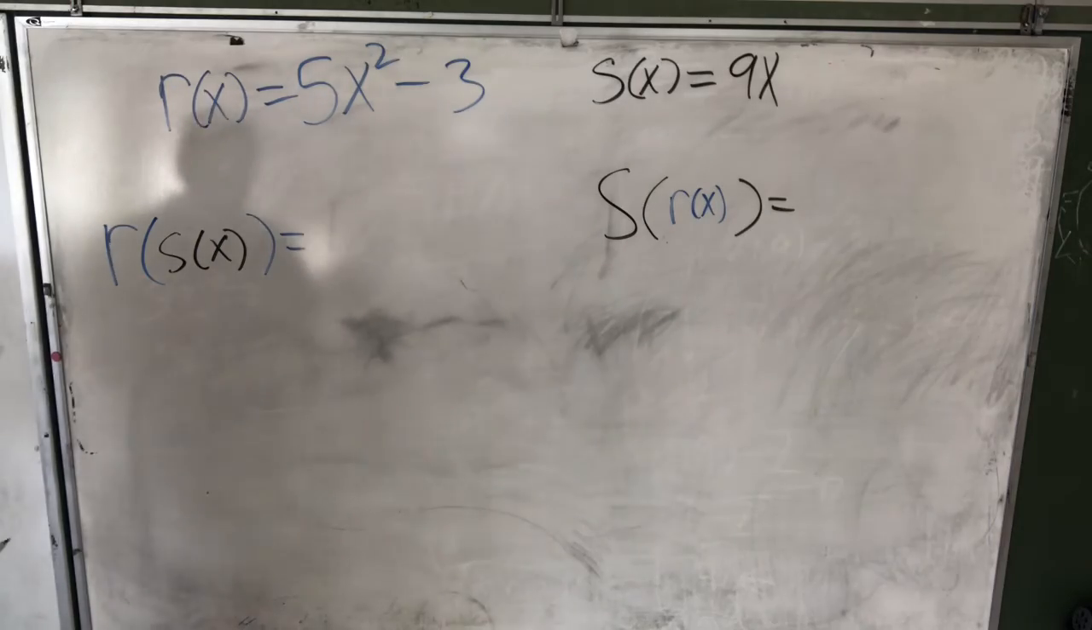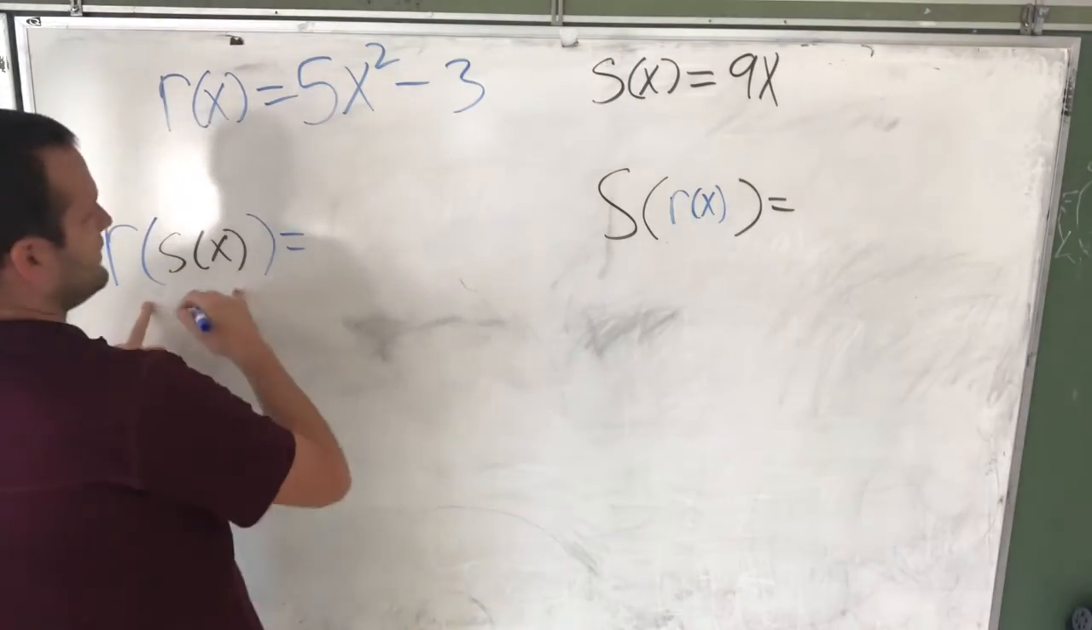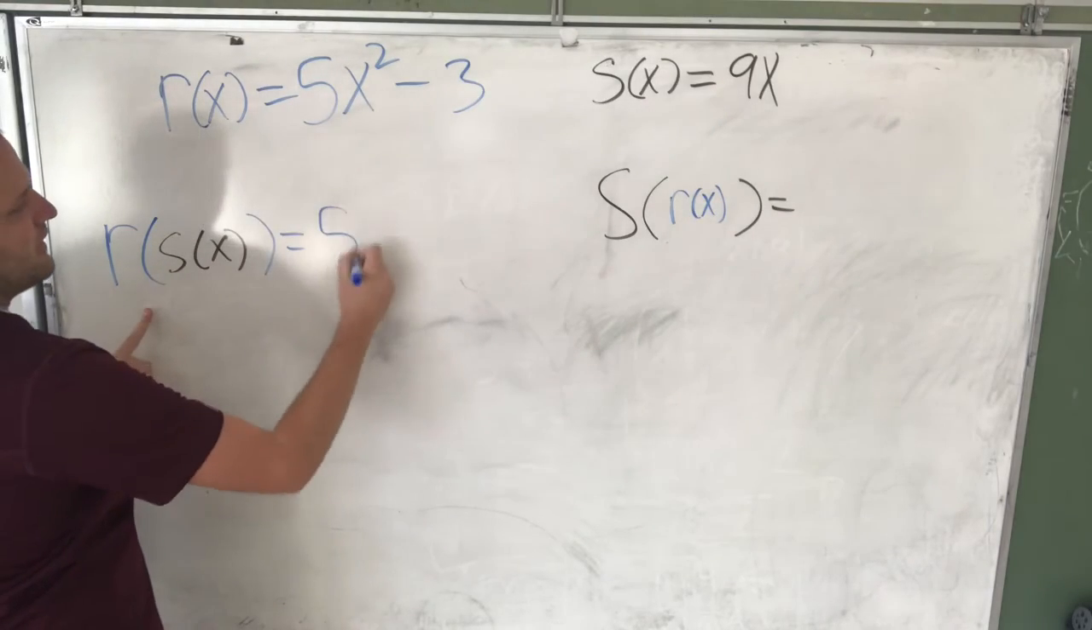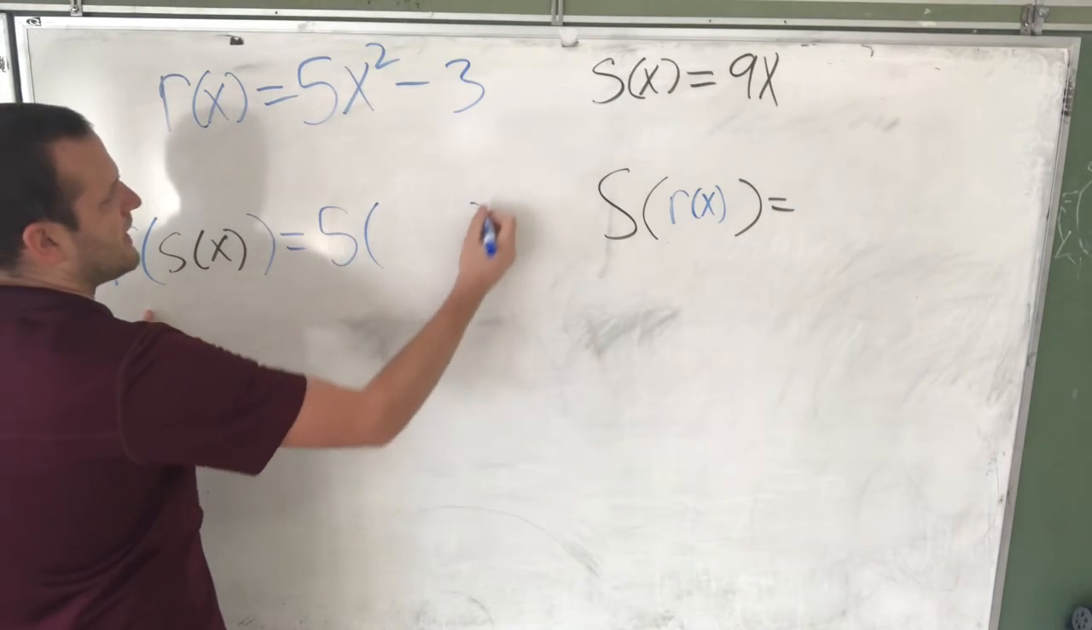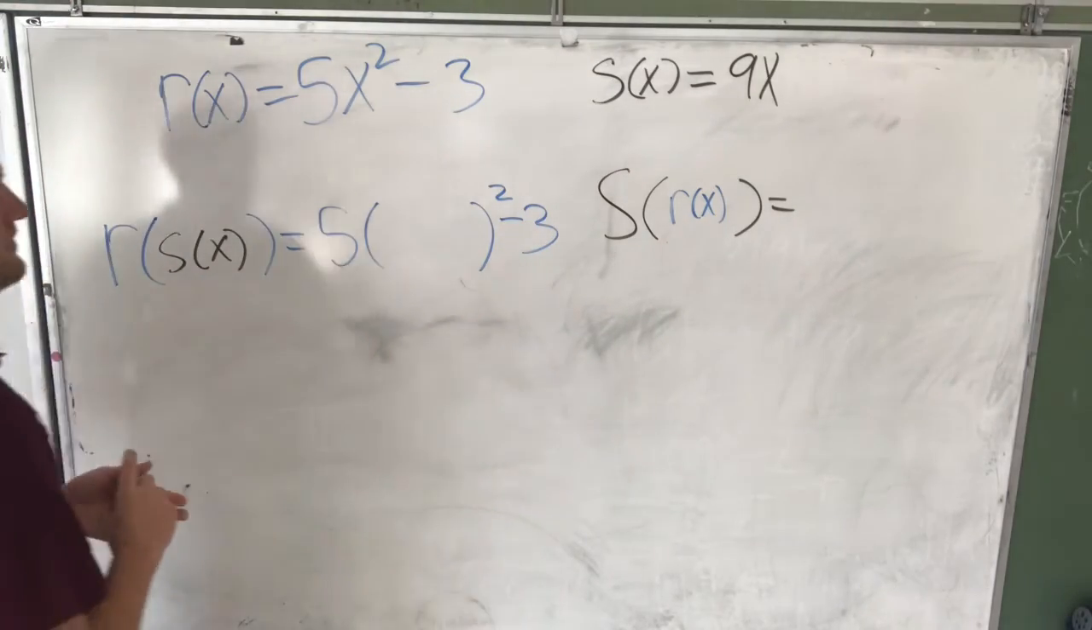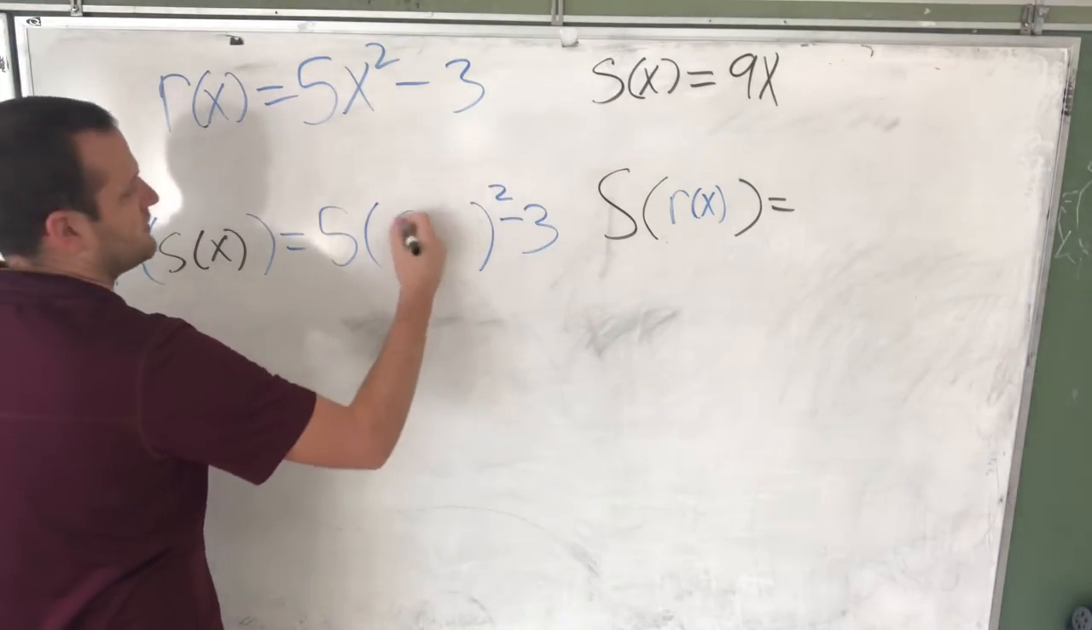All right, you should have paused it. You should have your answer by now. So let's do this first one. We've got r of s of x. So we've got our r equation. So 5, we're replacing the x. Okay? Well, if we're replacing x, we're replacing it with 9x.